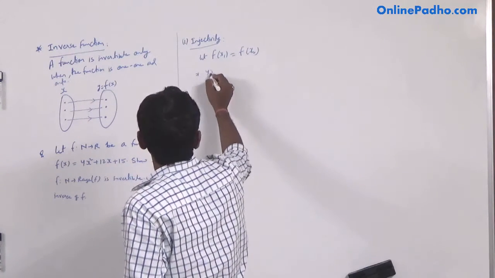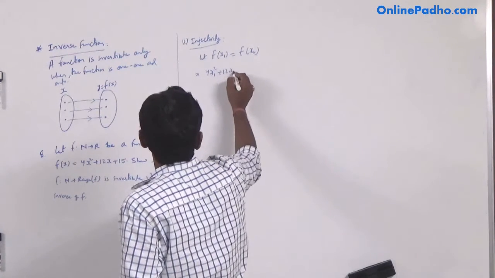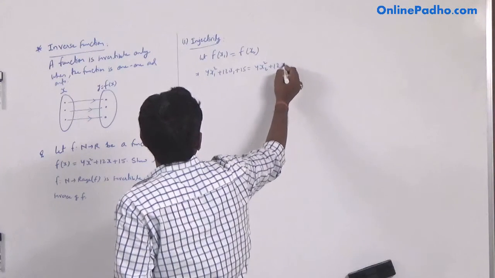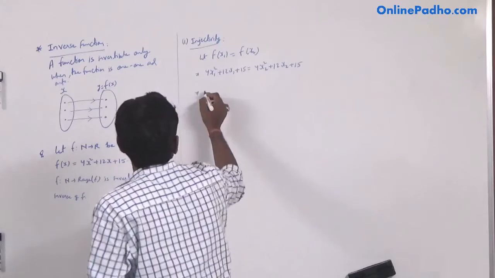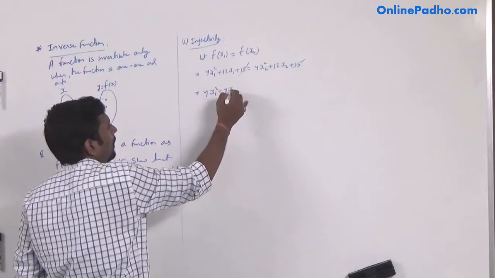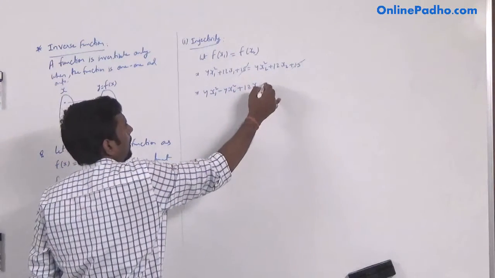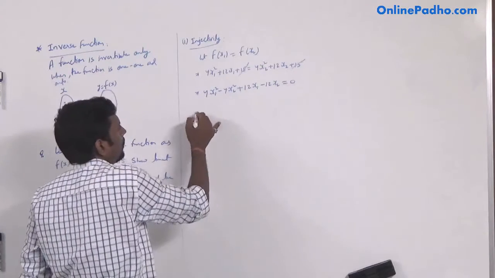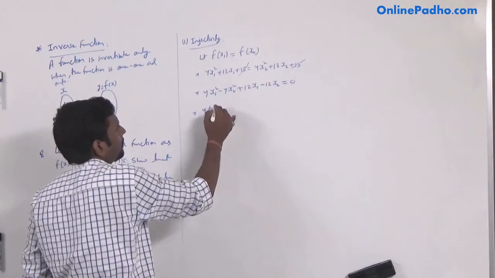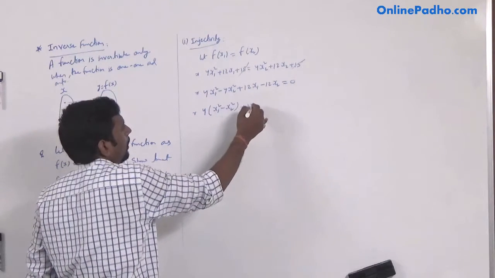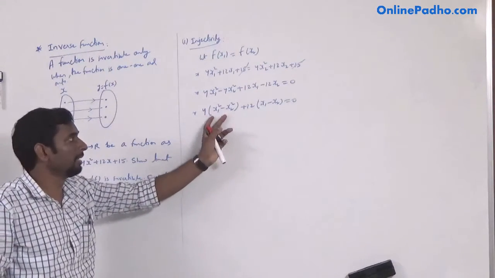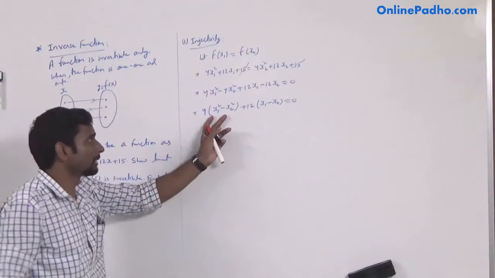So we can write 4x1 square plus 12x1 plus 15 is equal to 4x2 square plus 12x2 plus 15. Simplify this: 15 cancels 15. We can write 4x1 square minus 4x2 square plus 12x1 minus 12x2 equal to 0. Taking 4 common, it can be written as x1 square minus x2 square plus 12 common, x1 minus x2. Now you know the formula for x1 square minus x2 square: we can write it as (x1 minus x2) into (x1 plus x2).